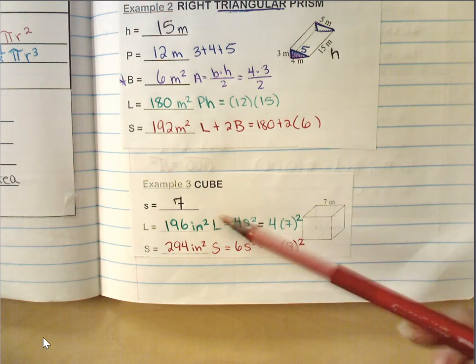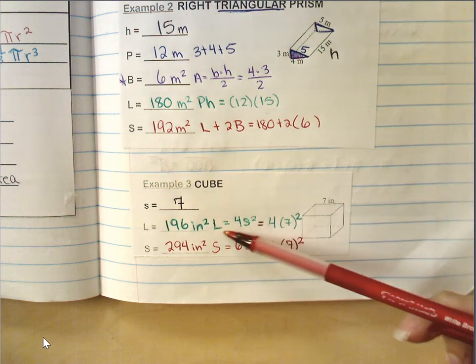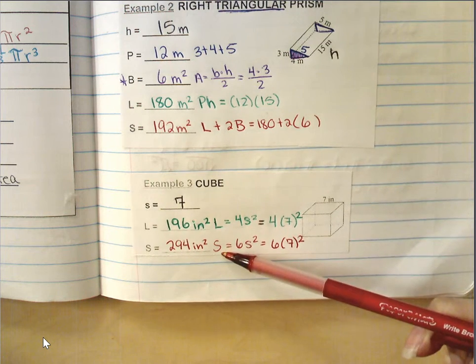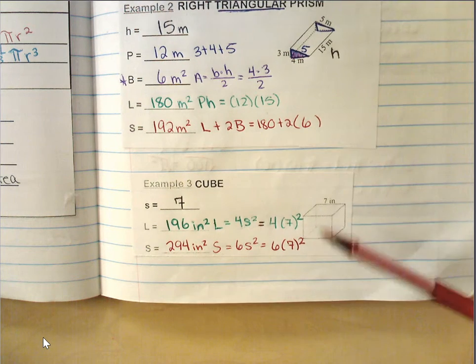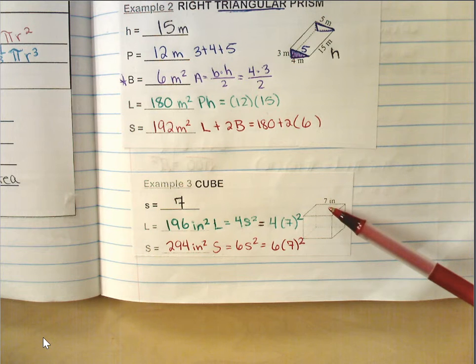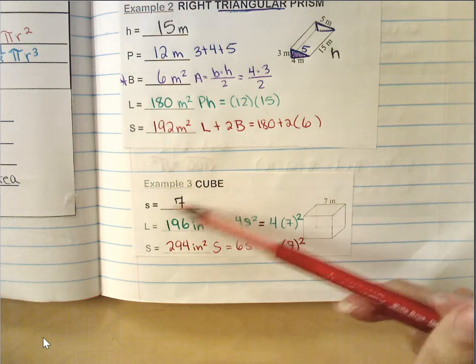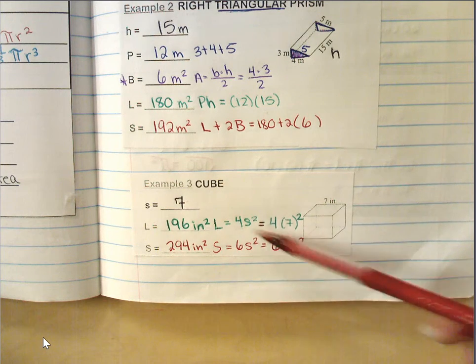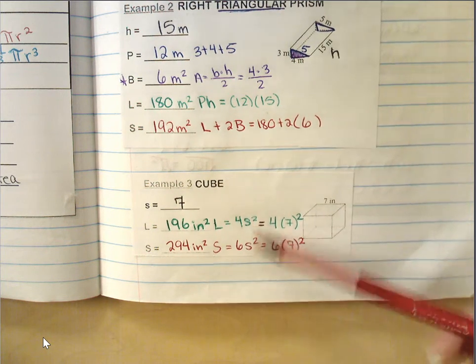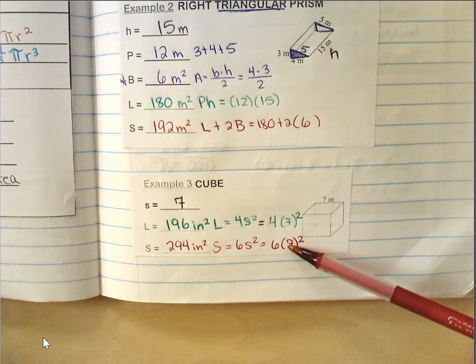So for my cube, my 2 formulas are for lateral 4s squared and for total surface area 6s squared. My 7 is my side length. It's a cube, that means the length, the width, and the height, they're all 7. So s is 7. All you have to do here is replace your s in both formulas with the 7.